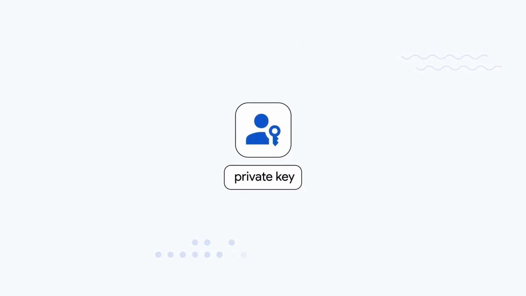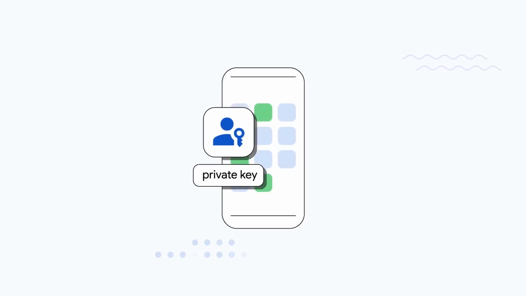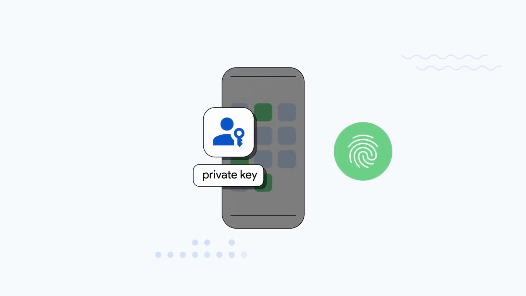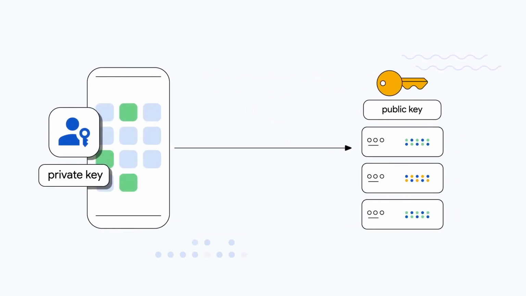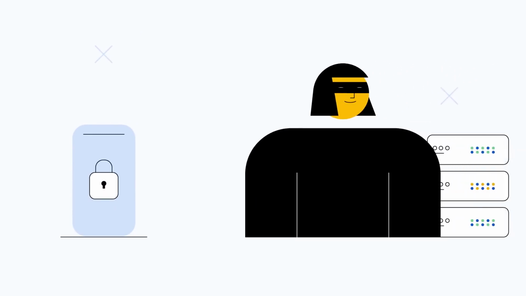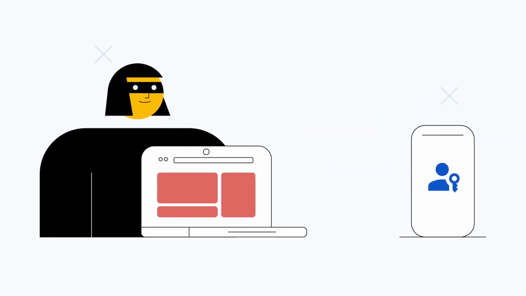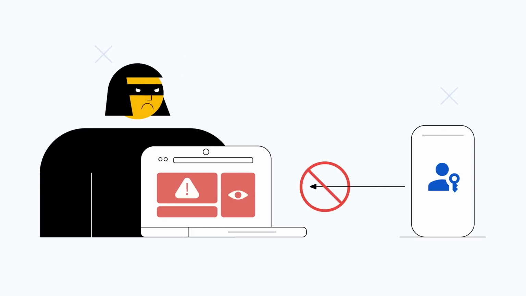A passkey is a private key stored securely on the device. It's created when using the screen lock functionality, fingerprint, facial recognition, PIN, or pattern. The matching public key is stored on the server. Because no secret is stored on the server, passkeys are not vulnerable to server breaches like passwords are. Each passkey can only be used for the same service it's created on, so users can't be tricked into using their passkey to sign into a sketchy app or website.